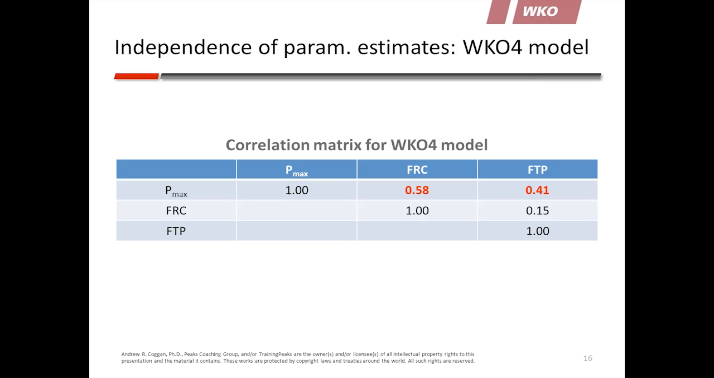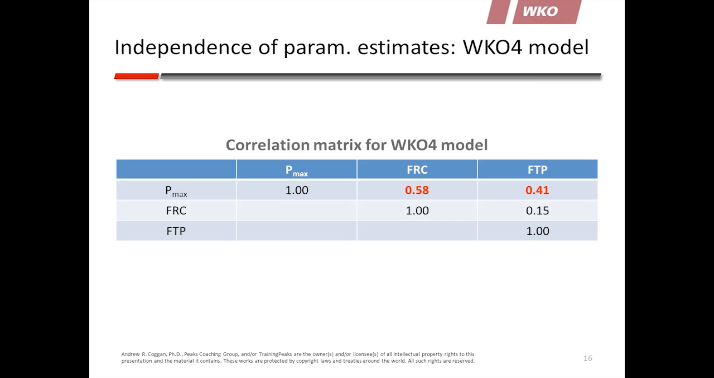If they are significantly correlated with each other, there's a possibility that you've over-parameterized the model and you're representing what is really one thing as if it were more than one thing. And as was the case with the other models that we looked at, this is not the entire correlation matrix, but to show you the correlation between the primary parameters, there is a statistically significant correlation between Pmax and FRC and between Pmax and FTP, but no relationship between FRC and FTP. So that suggests it's possible the model might be over-parameterized.